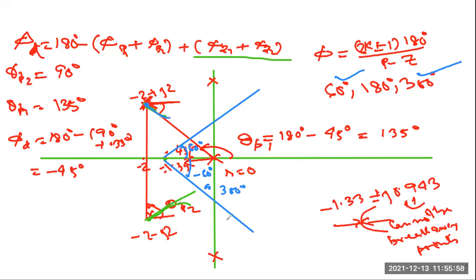Now where will it cut? Just now someone has calculated. What is this point? Plus j 2.83, and this will be minus j 2.83. So the root locus will actually cut this path.